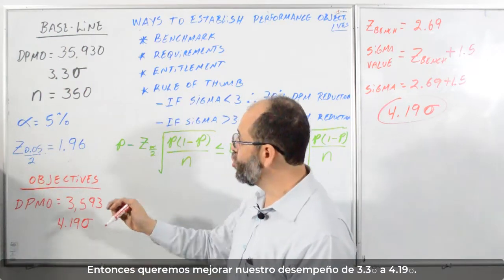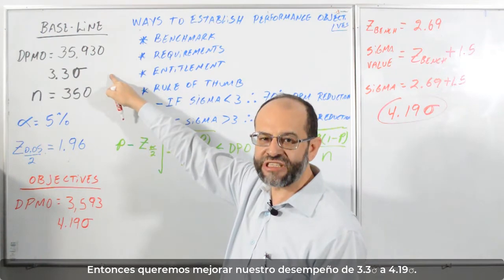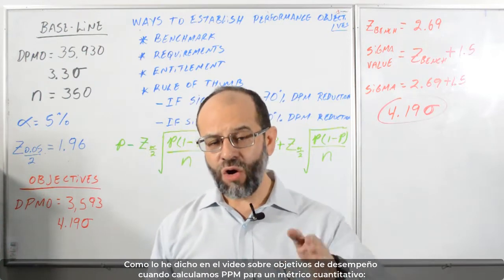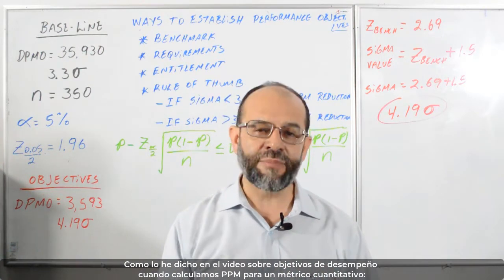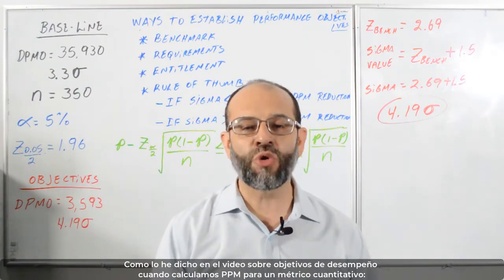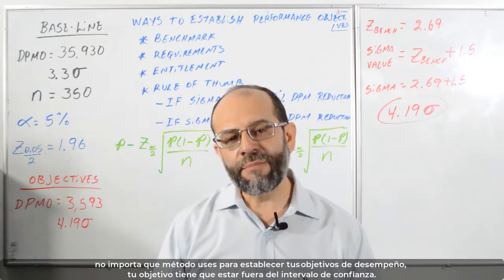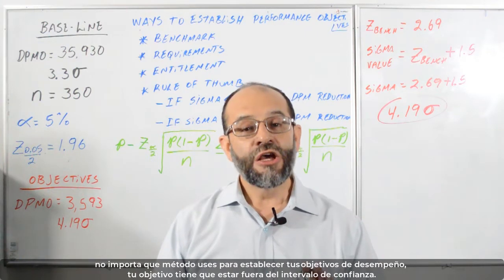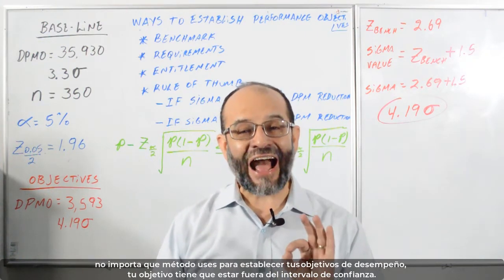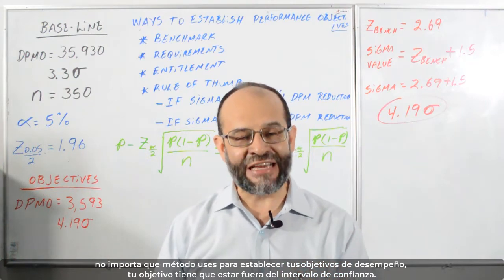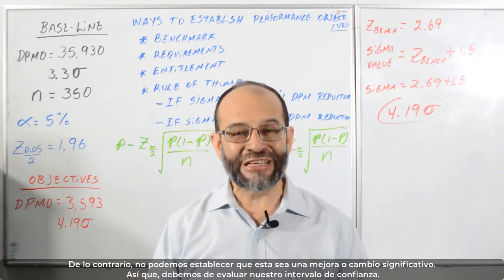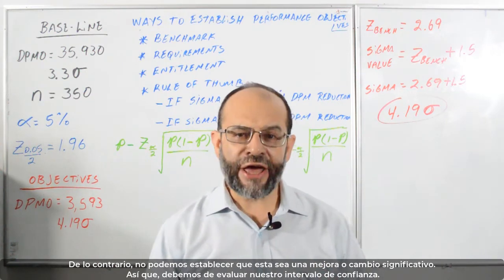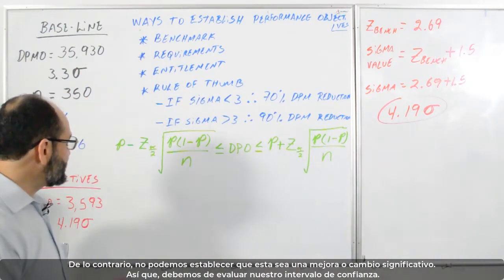So we want to improve our performance from a 3.3 sigma to 4.19 sigma. Same thing I have said in a video regarding performance objectives when you are using PPMs or a quantitative metric: it doesn't matter what method you are using to establish your baseline performance, your objective has to be outside confidence intervals. Otherwise, we cannot state that that is a significant improvement, a significant change. So then we have to evaluate our confidence interval.